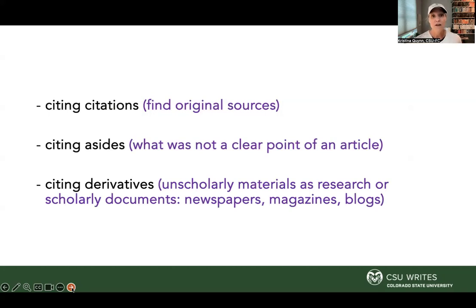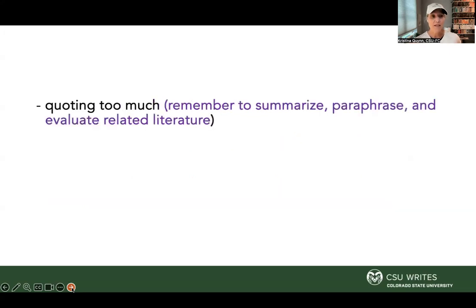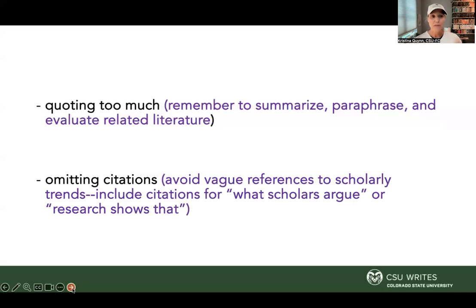Citing derivatives, those are the unscholarly materials as research. We talked about that a little bit already: newspapers, magazines, blogs. If you're quoting too much, just make sure you can summarize, you can paraphrase, you can evaluate the related literature. If you're struggling with how to rephrase things, just step back for a bit, ask some friends to have a conversation with you, describe it to them in your own words, see if you can get back to it and not quote it.